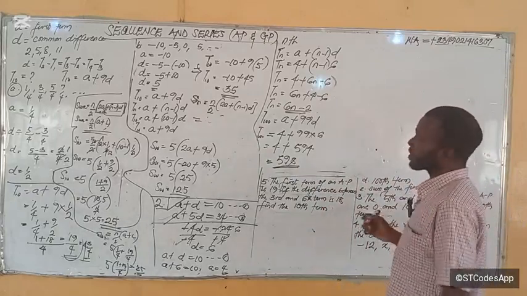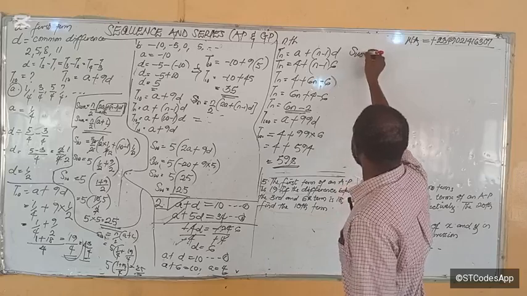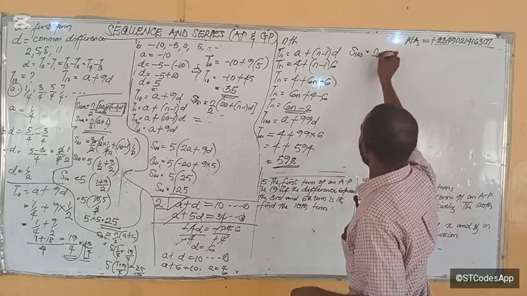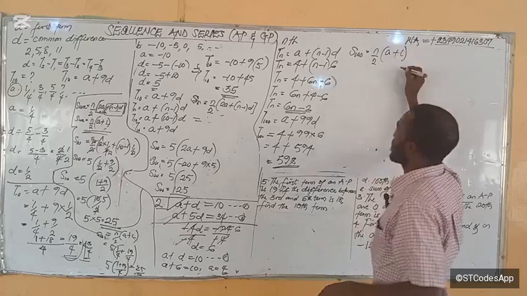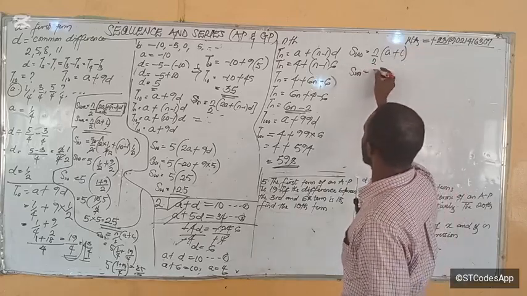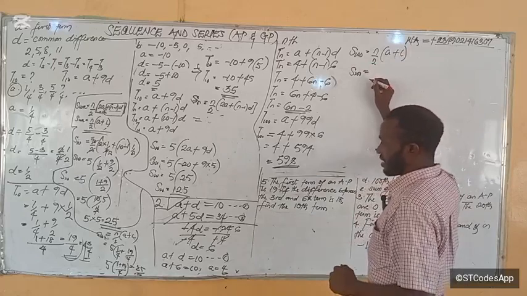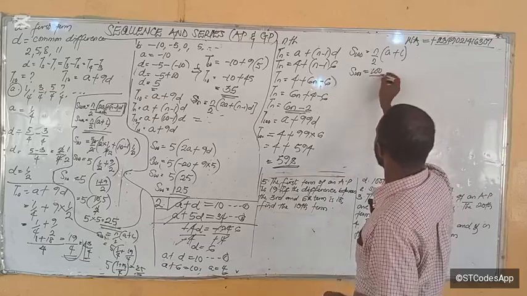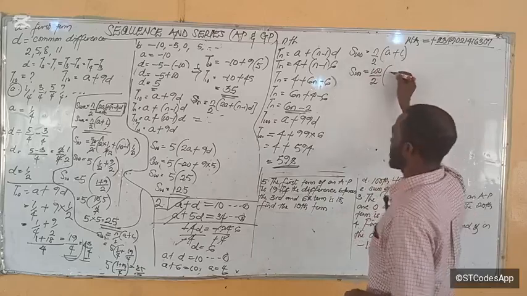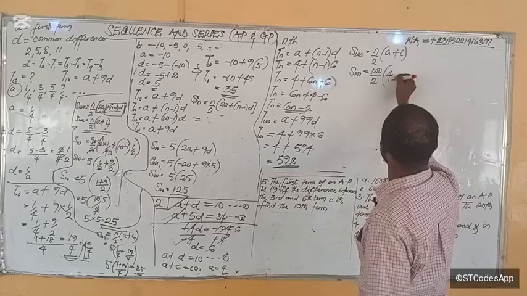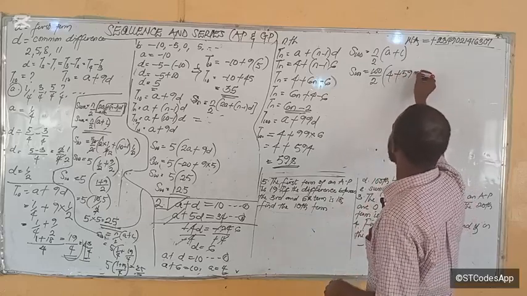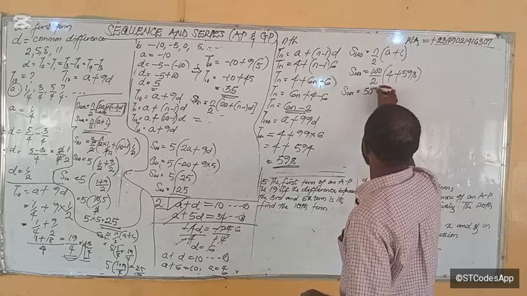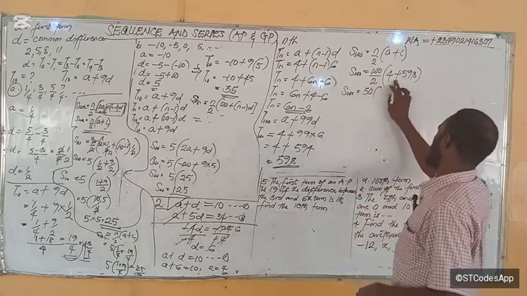Sum of the first 100 terms. What is S100? That's what we're told to look for, right? Since we already know the 100th term, we can easily use n over 2 into bracket a plus l, isn't it? So S100 becomes n over 2. What is n? That is 100, sorry. 100 over 2 into bracket a, which is 4, plus what's the last term? 598. Right, so S100 becomes 50 into bracket 4 plus 598.